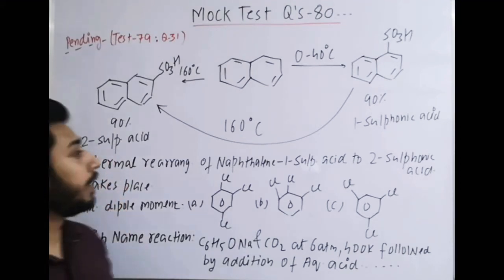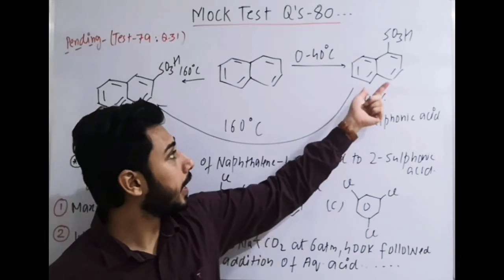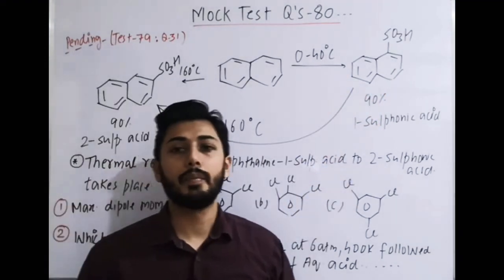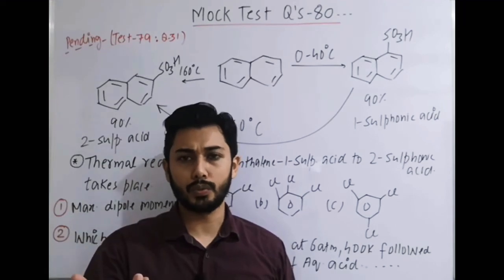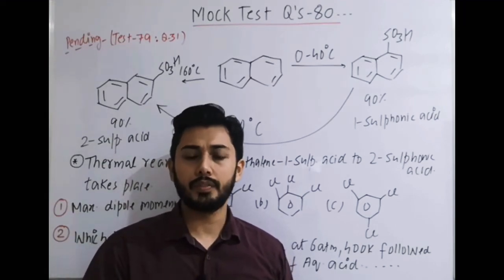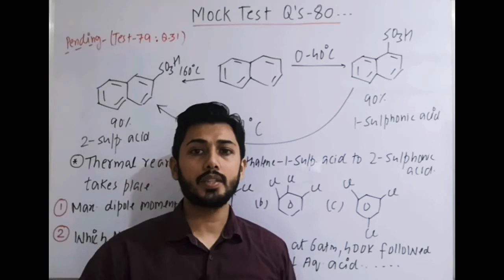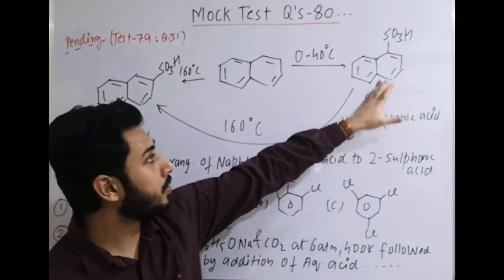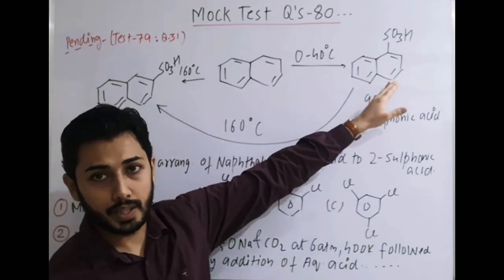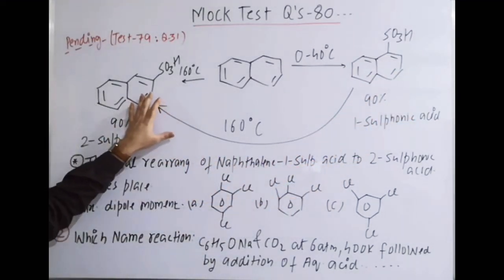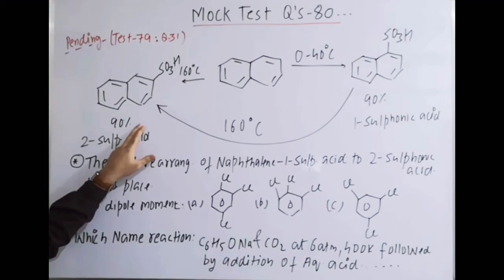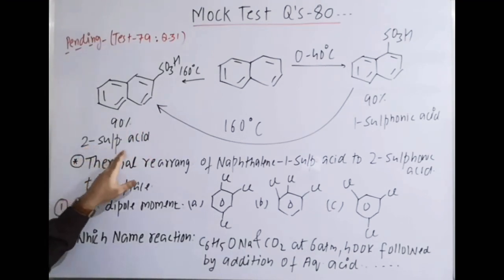One piece of information is that if you remember, benzene sulfonic acid, on reaction with dilute H2SO4, that means a reversible reaction, favors desulfonation. Whereas in naphthalene, if we treat naphthalene 1 sulfonic acid with dilute H2SO4 and heating is done, it will favor the thermodynamically controlled product, which is naphthalene 2 sulfonic acid. Okay, it is thermodynamically favored.